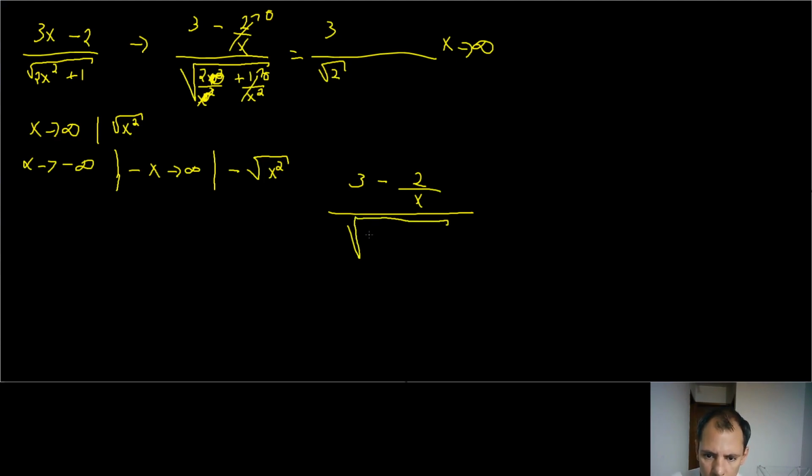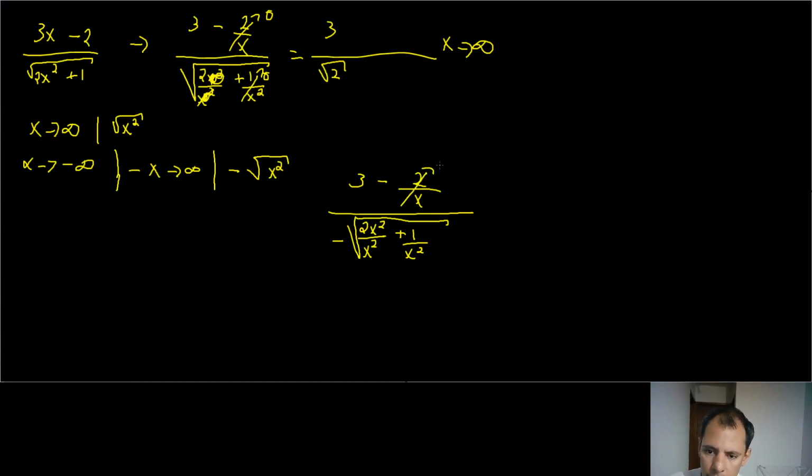And we had 2x squared plus 1. But because you're dividing by the negative square root of x squared, you put the x squared in here and in here, but you bring the negative outside the root, even if it's any kind of even root.